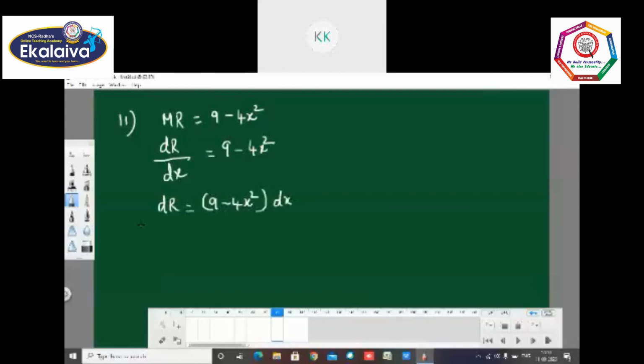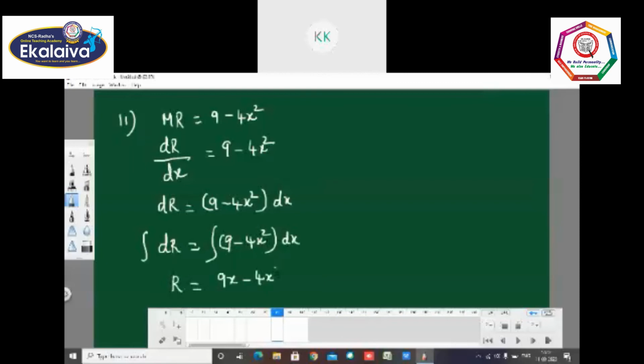Now we move on to the 11th sum. See the 11th sum. If the marginal revenue function for a commodity is given as MR equal to 9 minus 4x square, find the demand function. You should find out the formula for the demand function. R equal to Px. Here, P is the demand function.